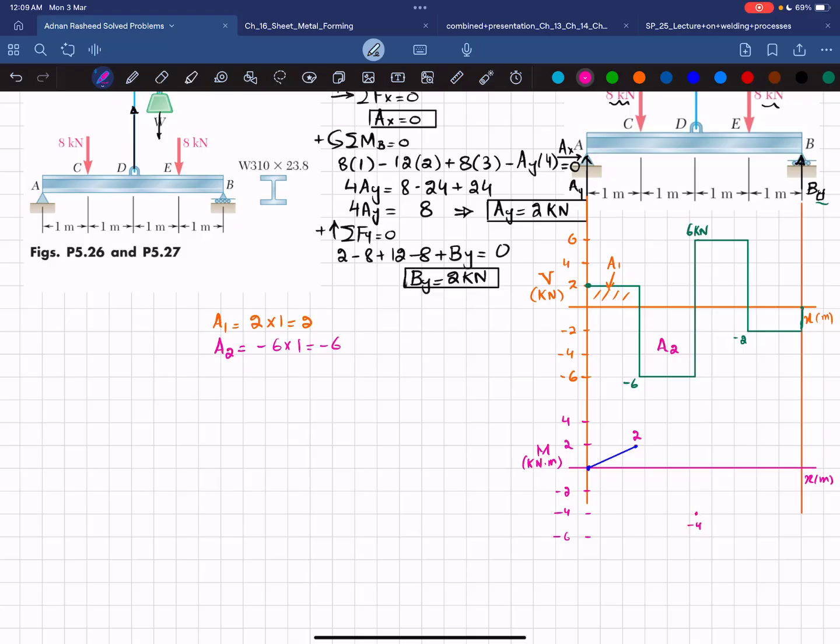And again you can see the shear force is a horizontal line with 0 degree, and this area is negative, so the bending moment will be a 1 degree line and the slope will be decreasing, so you will get this straight line. Let me join these 2 points.